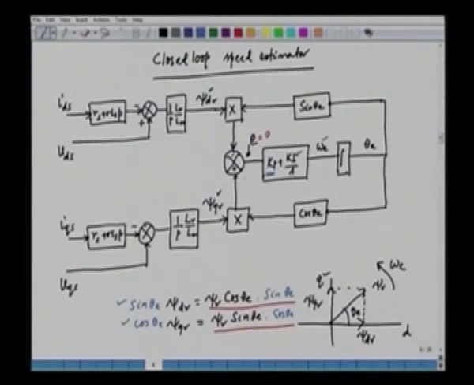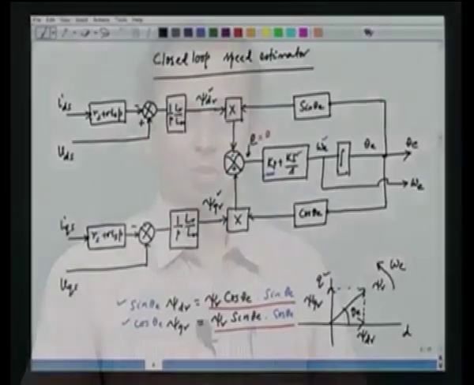So from this we obtain theta E, and we obtain omega E. So this estimator is going to give us omega E and theta E, and we have to use some other technique to evaluate the speed. It means if you can have slip speed, you can find out the rotor speed by subtracting the slip speed from the synchronous speed omega E. So we have the transformation block here that we have already used.